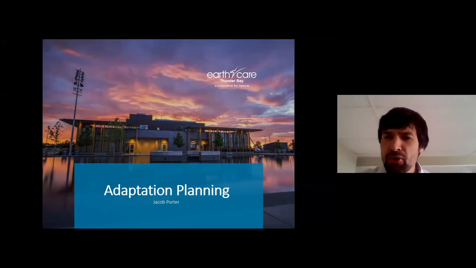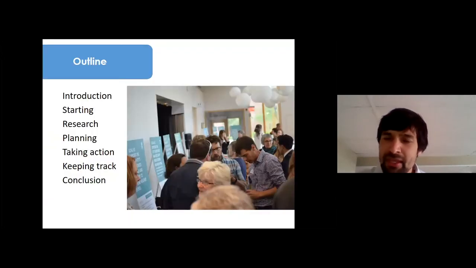And essentially, I work to make sure that the City of Thunder Bay is better prepared for the changes that come from climate change. Today, I'm going to talk to you a little bit about the process of putting together a climate adaptation plan, and why it's important, and take you through the steps from starting, putting together the background research, the planning, how to start taking some of the actions that you decide on, keeping track of those actions, and then we're going to try and wrap it up a bit.